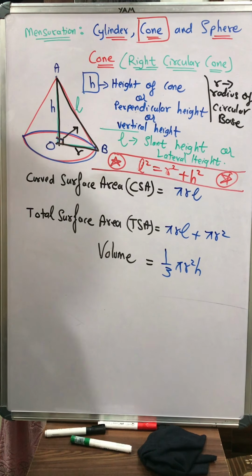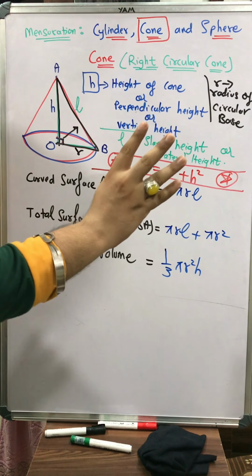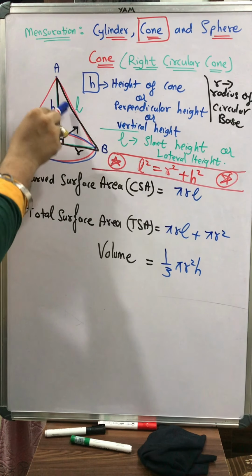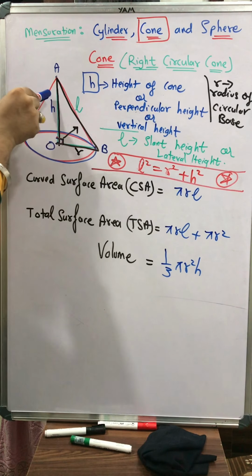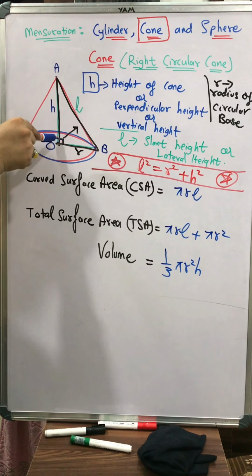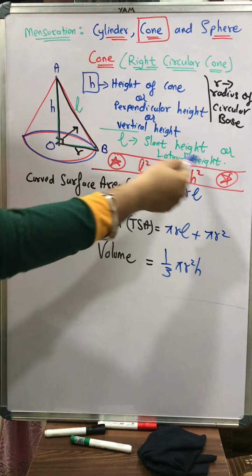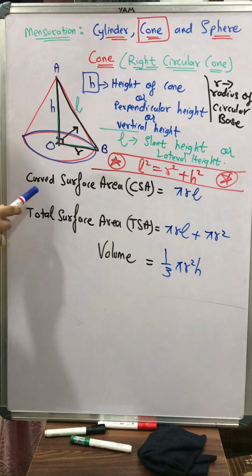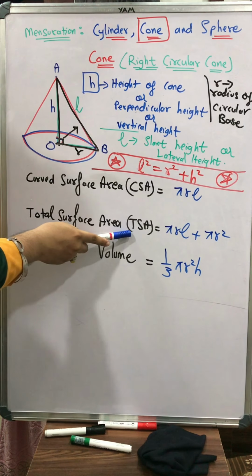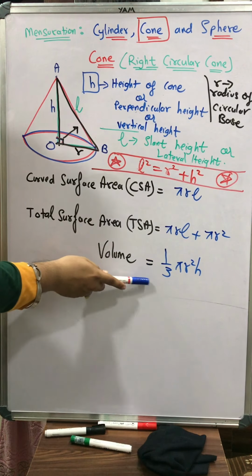Basically on the board, students, I have given to you all 4 formulas. The relationship between slant height or lateral height, the perpendicular height, and the radius: L square, it's a Pythagoras theorem. L square is equal to R square plus H square. Then curved surface area, total surface area, and volume. Just you have to rote learn. I'm using the word rote learn. You have to rote learn these formulas. That's it. No using of brains. Substitute the values and get the answer.